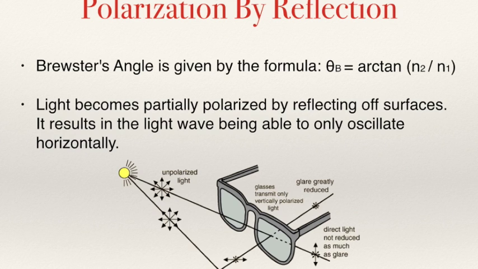Light reflecting off of a surface will partially polarize regardless of whether or not it is shined at Brewster's angle. It will usually oscillate horizontally due to that. Polarized sunglasses take advantage of that by having vertical Polaroid filters to reduce the glare from light reflecting off of surfaces.